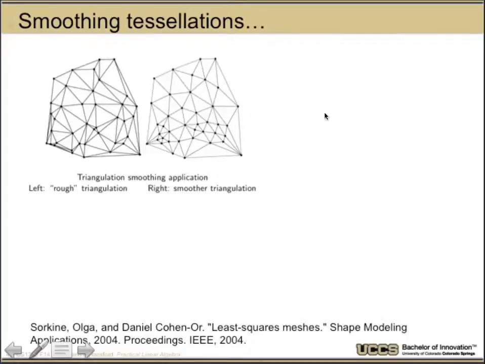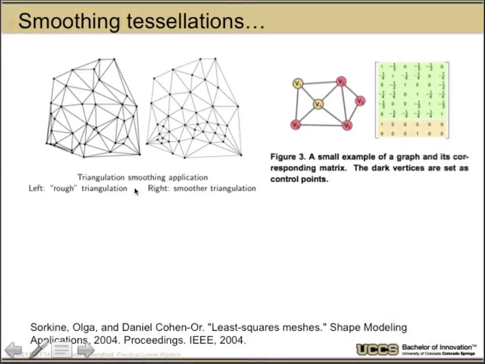So now I want to come back to the example of smoothing tessellations. In fact, your final programming assignment will be doing some tessellation-related work. So again, imagine that I have some triangles. Now I want to come up with a better triangulation that's smoother. Sorkine and Cohen-Or came up with a nice solution called, in their paper, least squares meshes, and there's lots of other variations.